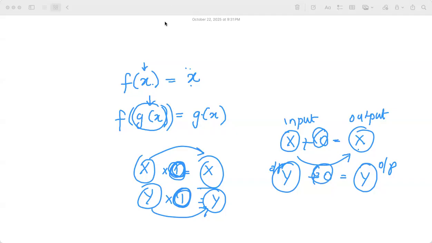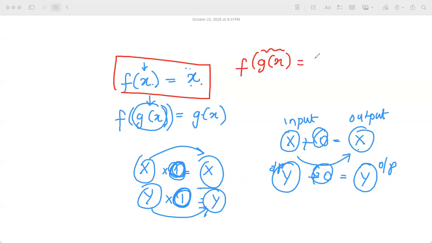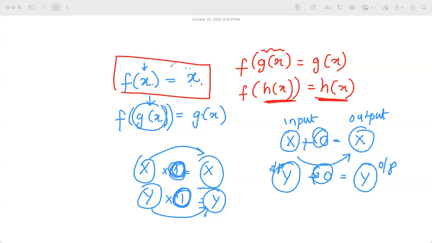Now here, I considered a function f of x equal to x. With this function, if f of g of x is my input, the output is also g of x. If h of x is the input, the output will also be h of x. The identity of this function never changes, if f of x equals x. So, I told you about additive identity and multiplicative identity. What is function identity?